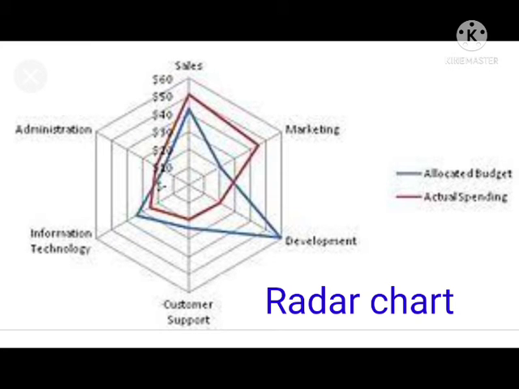Next category is the radar chart. It looks like a spider net, as you see on the screen. In this chart we plot the points, and those points are connected by lines so that it makes a grid. These charts are used in scientific experiments, and they are useful when we want to compare data that is not time dependent.